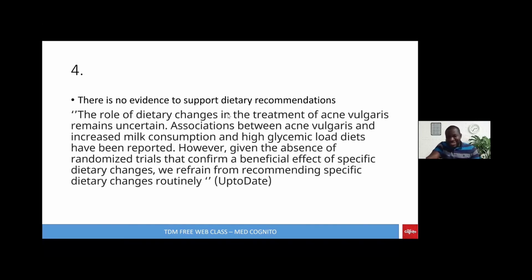So dietary recommendations, and this is very important. I saw it when we were asking about non-pharmacological measures. People were putting in dietary changes and all that. So there's no evidence to support dietary recommendations at this time. There are no randomized trials that can confirm a beneficial effect, and this is from UpToDate. So the recommendation is that family physicians refrain from recommending specific dietary changes routinely. That's not what you do routinely. Some associations have been made, but the evidence is not clear. So there's no evidence to support that at this point.